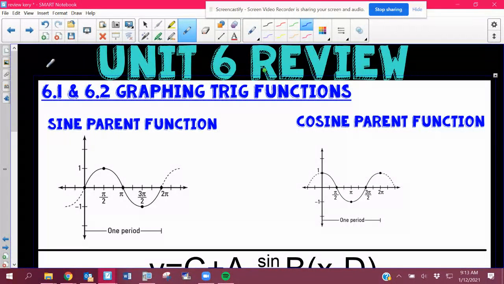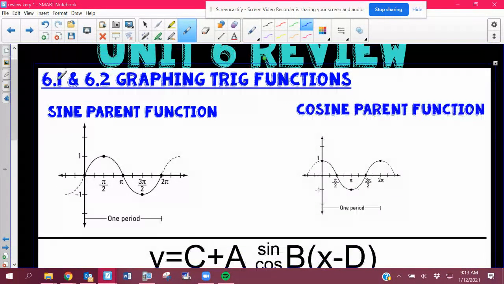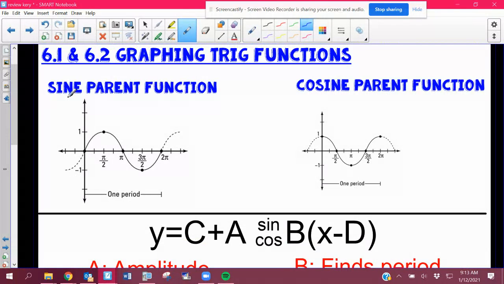6.1 and 6.2. The first thing we did in 6.1 was talk about the parent functions for both sine and cosine. So we needed to know what these looked like before we could apply any of these transformations. The thing with the sine parent function and the cosine parent function is they're actually just phase shifts of one another. They are the same graph. All that's happened is I've moved it over pi over 2 units. Okay, so these are the same thing. Like, you're not going crazy. They look generally the same. It's just where they start that's different.